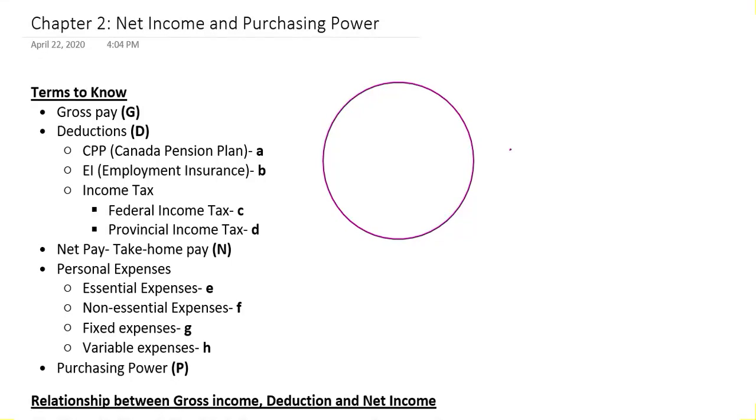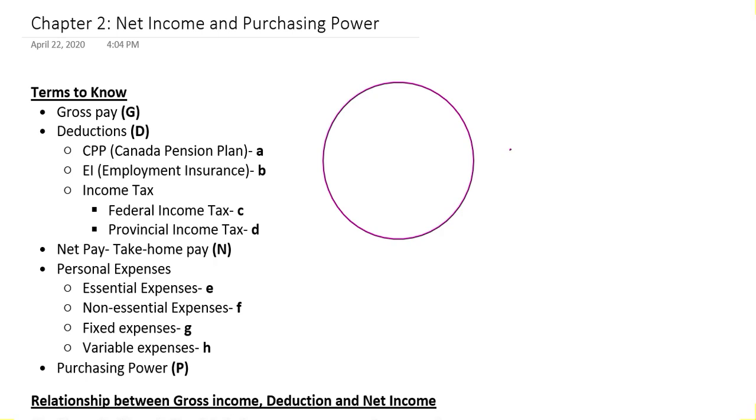Hello class again, and welcome to this video, which involves chapter 2, net income and purchasing power. These two go hand in hand in a way, and we're going to learn various terminologies applicable to this chapter, and what it means when you get a paycheck or when payday arrives, and you look at your pay stub and see some interesting money or units taken away or added to your gross pay.